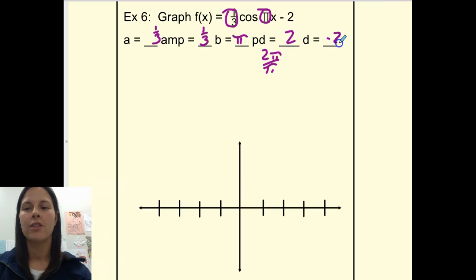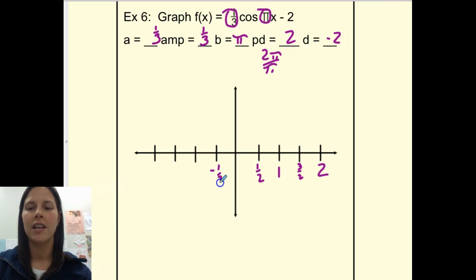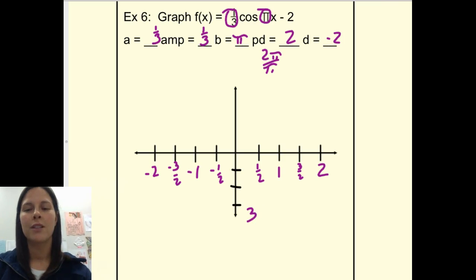Our d value, our vertical shift, is down 2. Scaling our x-axis, we will go out to 2. 2 divided by 4 simplifies to 1/2, 1, 3/2, or 1.5 if you prefer, and reflecting off to the left. We have a shift down 2, but our amplitude is only 1/3. So as we're sketching our graph, we will have to be very careful thinking about where that lands.